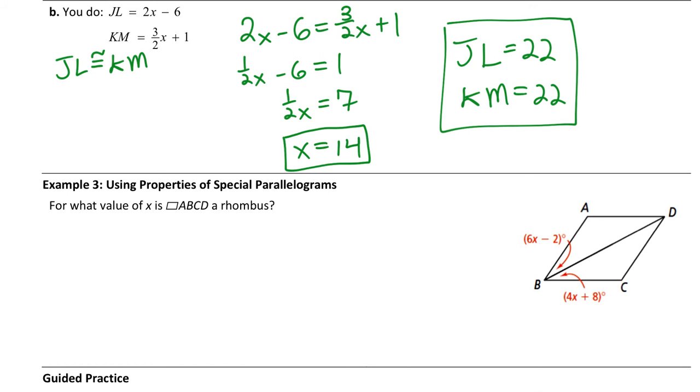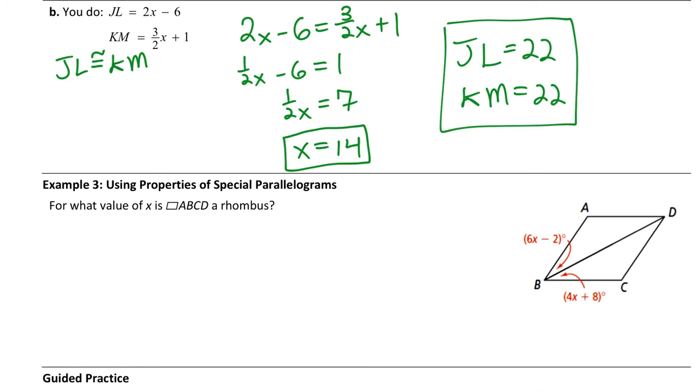So in part B, just understanding that JL and KM are diagonals of that rectangle, so they must be congruent. So I set 2x minus 6 equal to 3/2 x plus 1. 3/2 x is really 1 1/2 x. So 2 minus 1 1/2 is just a half. So that's how I got 1/2 x minus 6 equals 1. Add 6 to both sides, divide by a half, or multiply by 2, I get x is 14. Substitute 14 into either expression, you get both diagonals are 22 units long.